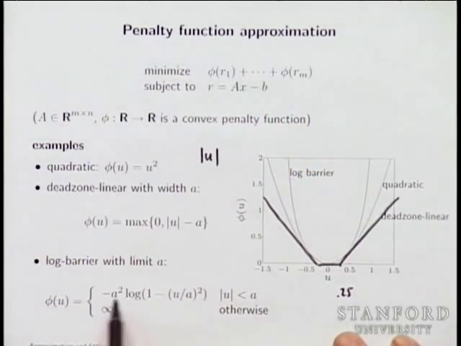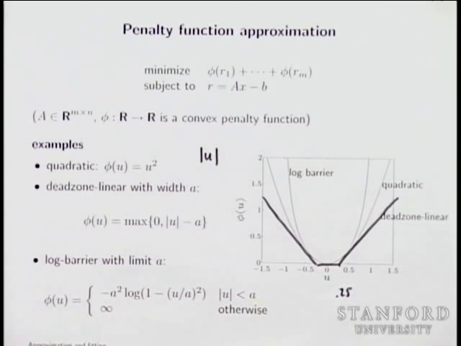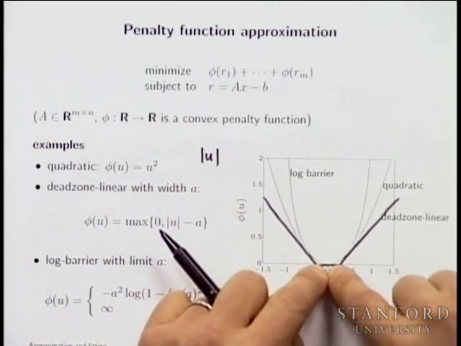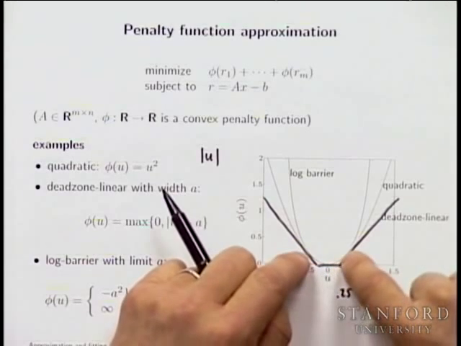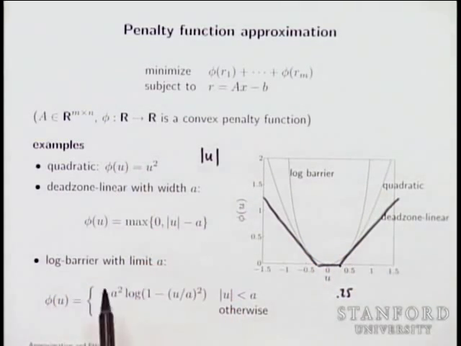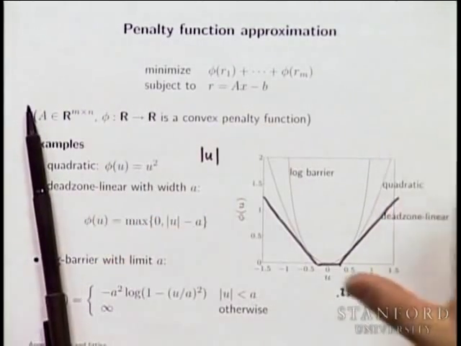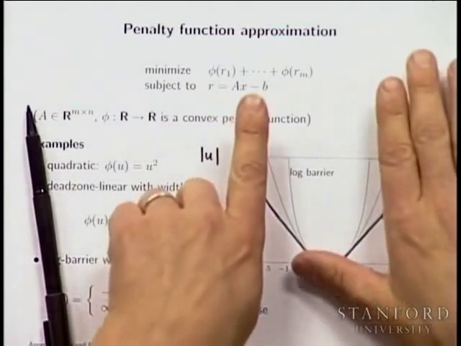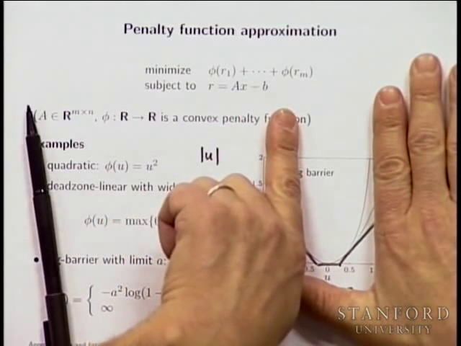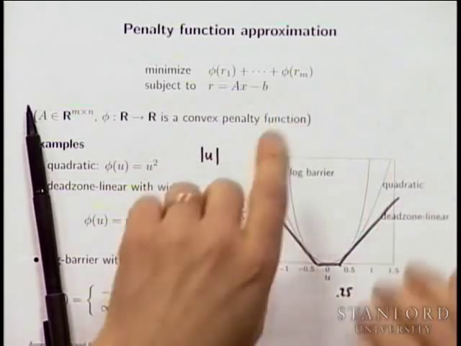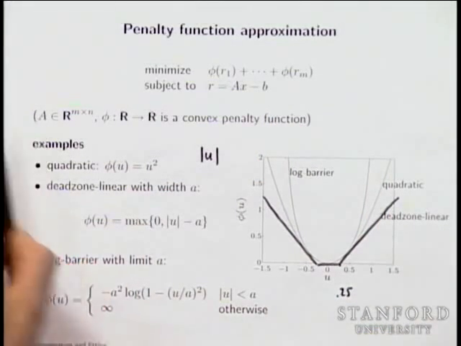That's a log barrier. By the way, the log barrier will coincide with very high accuracy with a quadratic for small a. It's very, very close to simply u squared for u less than, let's say, 0.3a or something like that, 0.2a for sure. So for small residuals you care quadratically, but as they get bigger, you care super quadratically. And in fact, you are infinitely offended by residuals that are bigger than or equal to a in absolute value. So that's the meaning of this one.